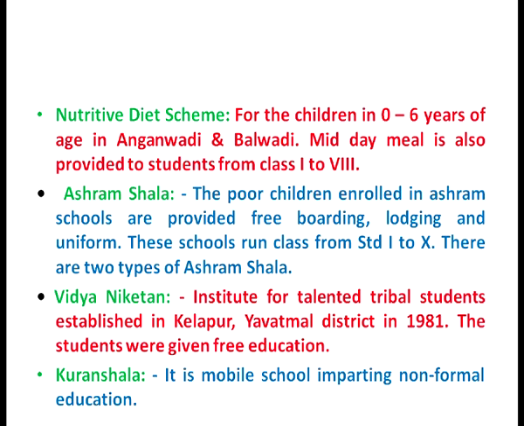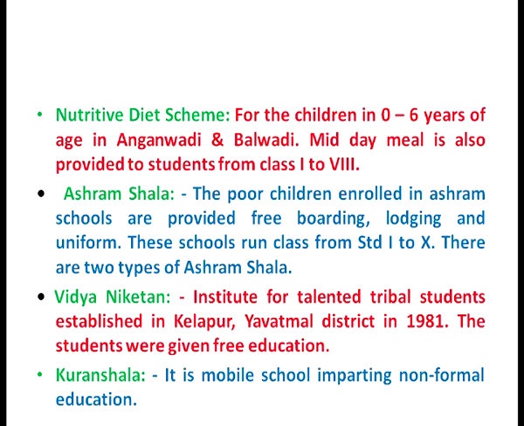Then Ashram Shalas. Ashram Shalas are schools for poor children who cannot attend school due to their poor economic status. They are enrolled in ashram schools and are provided with free boarding facility, free lodging facility and free uniforms, as well as free textbooks and stationery articles. These schools run classes from standard 1st to 8th, and there are 2 types of ashram shalas. One is basic ashram shalas, which are run for class 1st to 7th, and the second type is para basic ashram shala, which runs classes from 8th to 10th. So in these ashram shalas, free boarding, free lodging, free uniform and free textbooks are provided to the students belonging to poor parents.